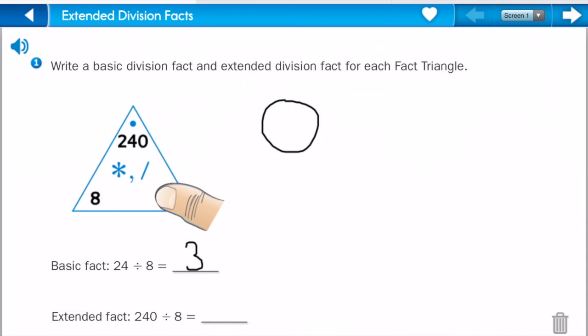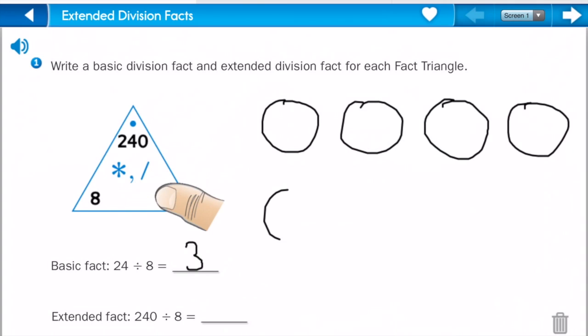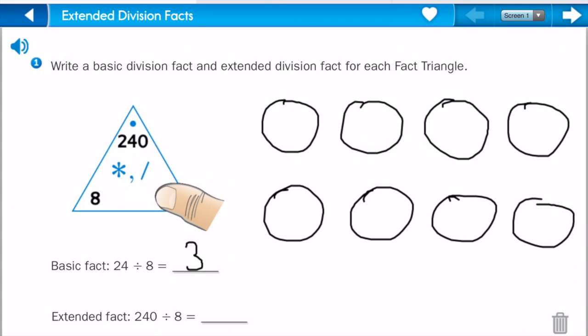Another way that you could do it, if you're having trouble knowing your facts, is you could draw 8 circles. 1, 2, 3, 4, 5, 6, 7, 8. And then you could put 24 lines until you get done. 1, 2, 3, up to 24. That's another way you could do it.